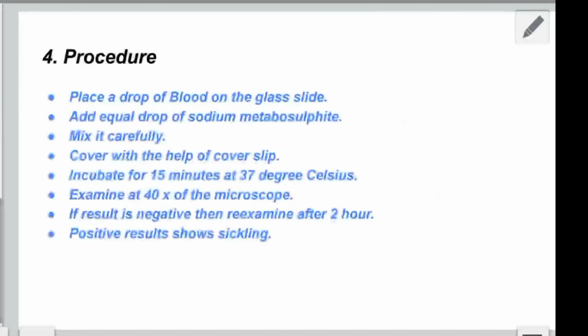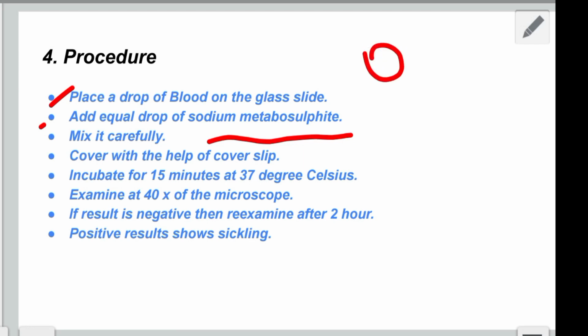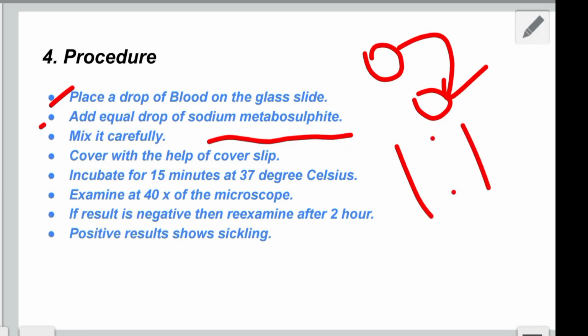The next slide is procedure. What should be the procedure for the test? First, place a drop of blood on the glass slide, and second, add an equal amount of sodium metabisulfite. If you are taking 2 drops of blood, then you take 2 drops of sodium metabisulfite, so your ratio should be 1:1. If you take 5 drops of blood, the sodium metabisulfite should also be 5 drops. Then mix it carefully and cover it with a cover slip.